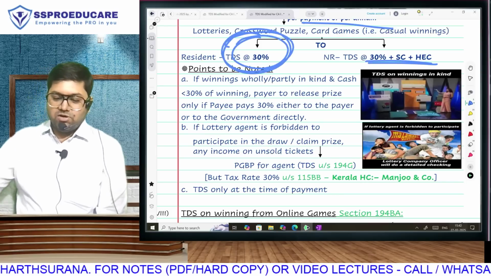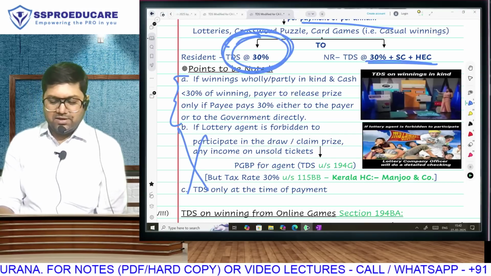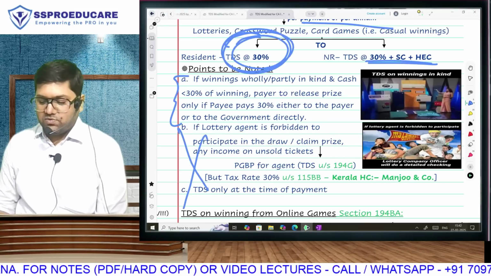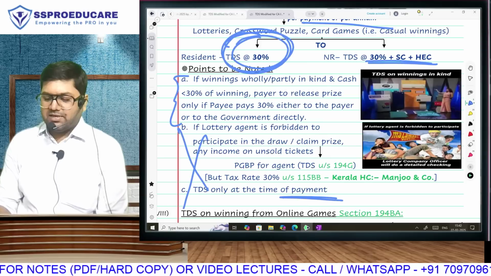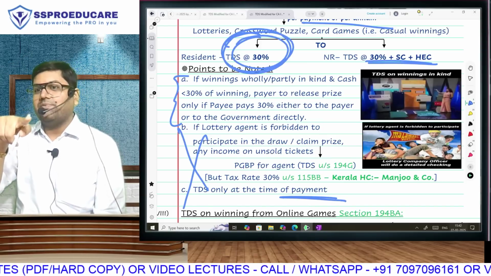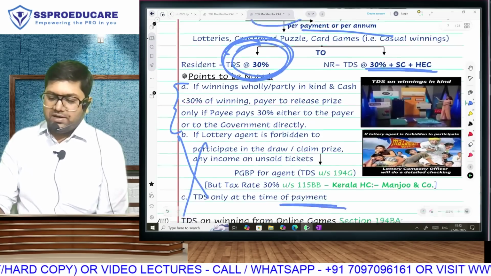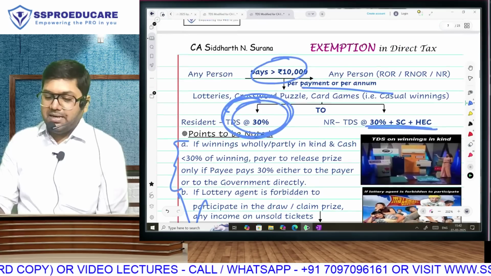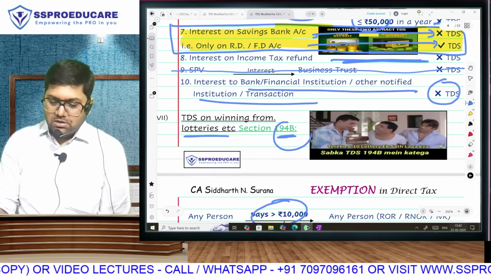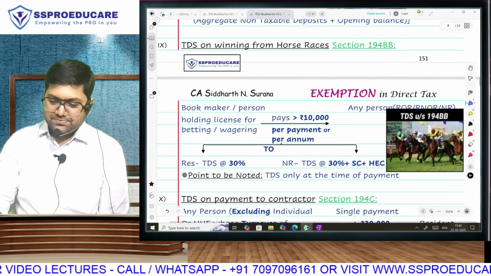So this is what will happen if the winning is partly in kind. The other part you can ignore because it is related to a case law, and TDS will come at the time of payment. At the beginning of the chapter I told you 9 sections at the time of payment, but for inter you don't need to learn the list. Before I go to 194BA, see we did B right now. Before I go to BA, I will first take you to BB.